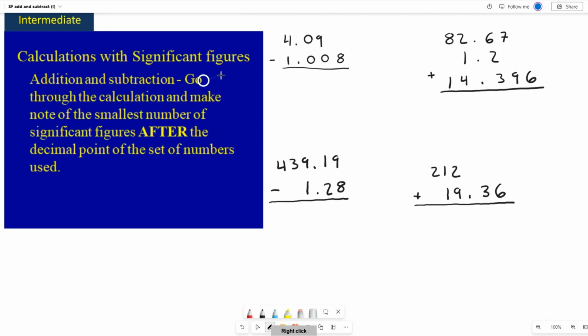So the main rule that we need to follow is up here. It says, go through the calculation and make note of the smallest number of significant figures after the decimal point of the set of numbers used. So let's go through. I have 4 examples on the screen here. Let's go through these 4 examples, applying that rule, and let's determine how many significant figures should be in the answer.